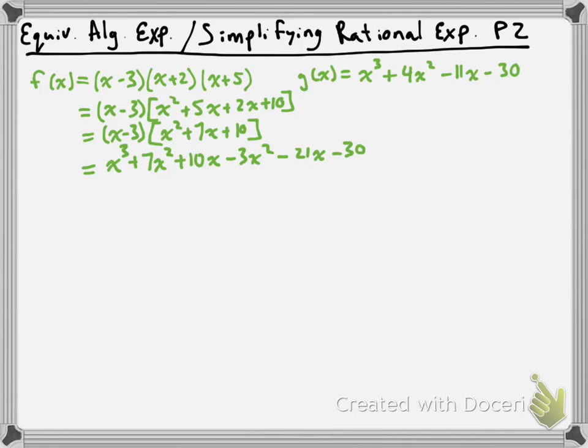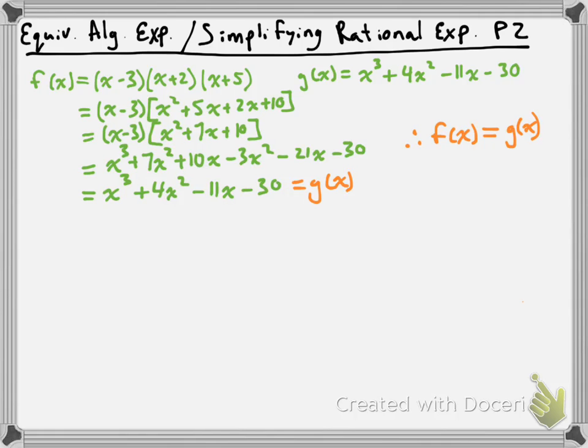And again, we have some like terms. So x cubed looks like the only cubic term there, so we're going to have x cubed, 7x squared minus 3x squared is 4x squared, 10x minus 21x is negative 11x, and then we have the negative 30 on its own. So notice that that is actually the same thing as g of x, so that's equal to g of x, and therefore we can say that f of x equals g of x.